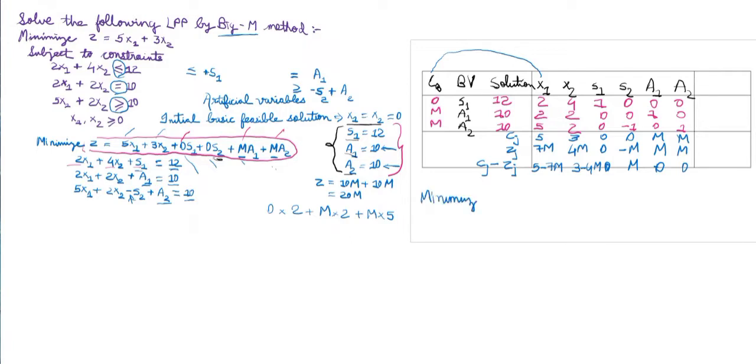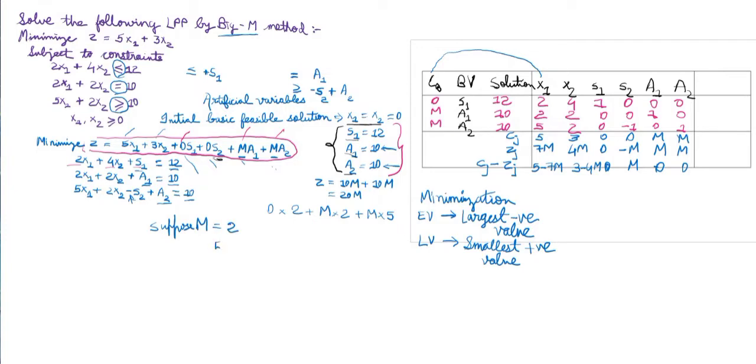Now here, as this is a minimization problem, our entering variable will be the largest negative value and our leaving variable will be the smallest positive ratio. So firstly we'll have to find the largest negative value, but here it is written as m. So we'll have to take some value for m. You can do this in your rough work.